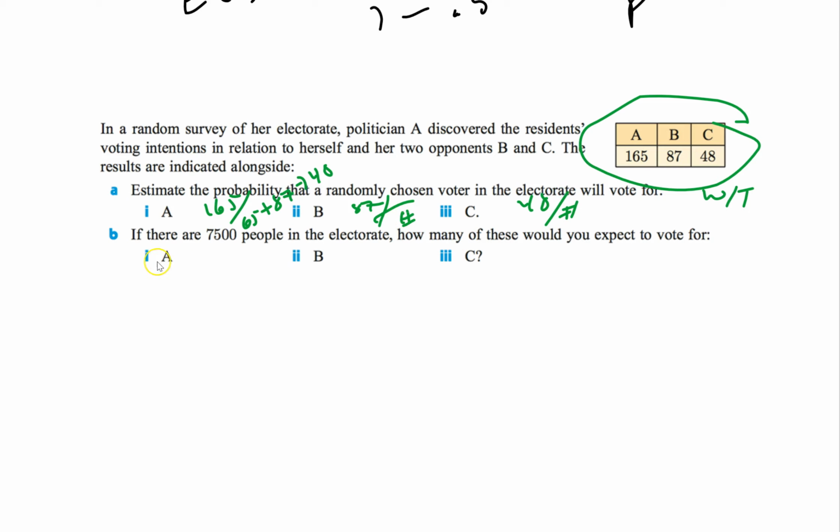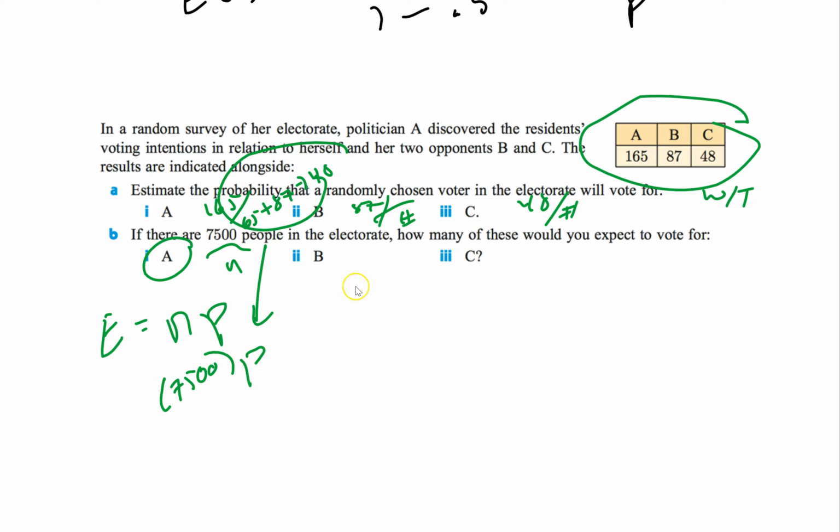Now look what this one says. If there are 7,500 people in the electorate, how many of these would you expect to vote for A? Well, remember, our expected value is just n times p. Because now we're done with the box. I don't have a box anymore. That's this for the first part. Where n is 7,500 people, and our p is whatever number we got here. Whatever that happened to be, that's our p. Likewise for B, it will be 7,500 people times whatever this value is down there. That's kind of the idea.